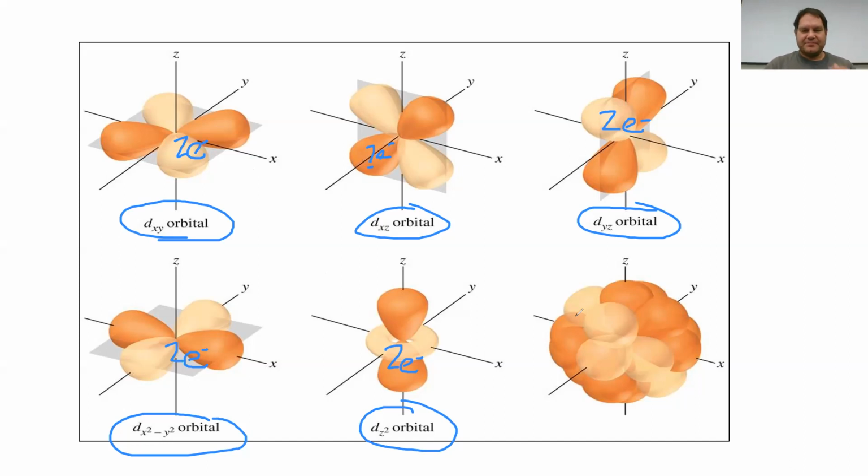Now, just like we saw with the p orbitals, oh, what happened? The heck?